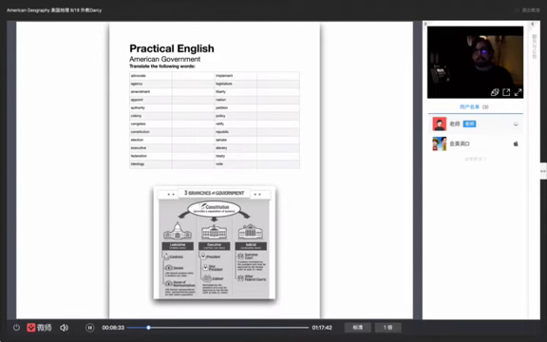An amendment, to amend, is to add to, slightly modify, and we'll look at the Bill of Rights, the constitutional amendments in this lesson. The amendments are very important. The Bill of Rights, Americans are always talking about the First Amendment, the Second Amendment, the Fifth Amendment.